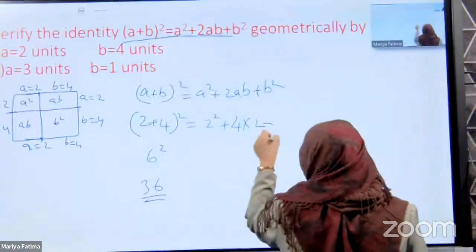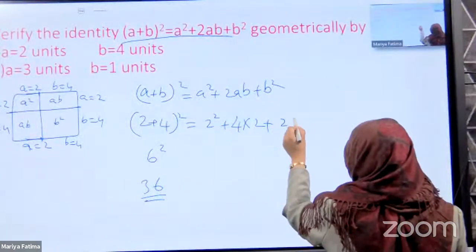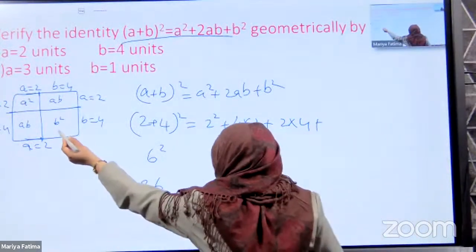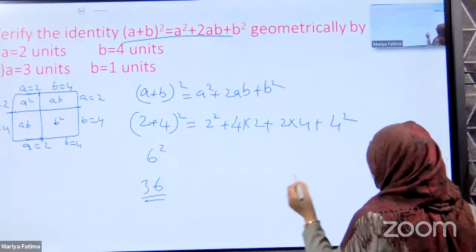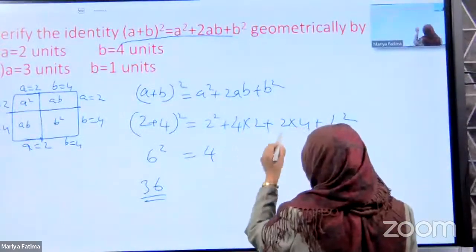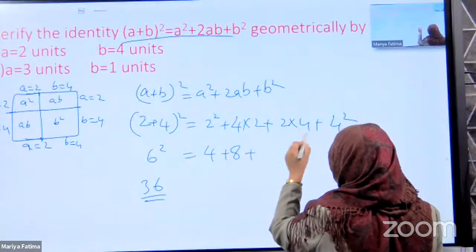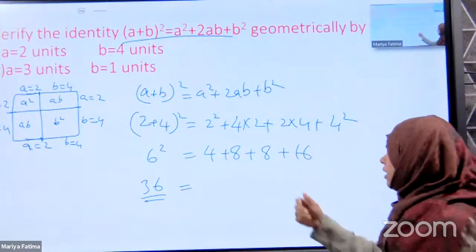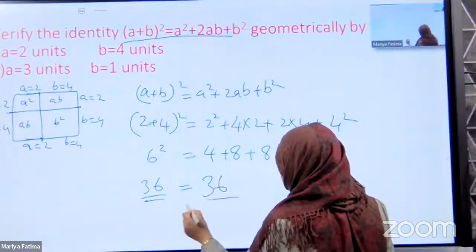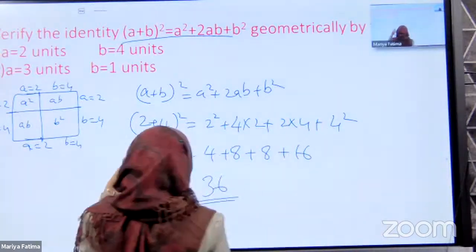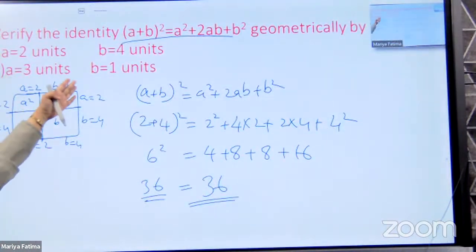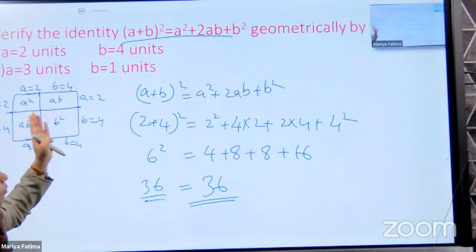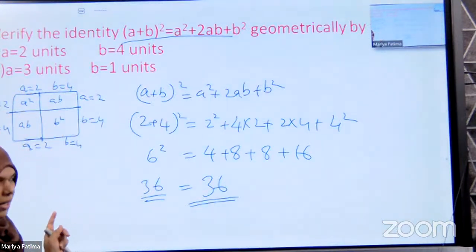A square, then we have to add AB, 4 into 2. 4 into 2. Then we have to add this part, that is 2 into 4. Then we have to add this part, that is 4 square. So 2 2s are 4, 4 2s are 8, then 2 4s are 8, 4 4s are 16. If you will add this all, you will get 36. So are they equal? In this way, we can take different values of A and B, and we can prove geometrically. Got it?